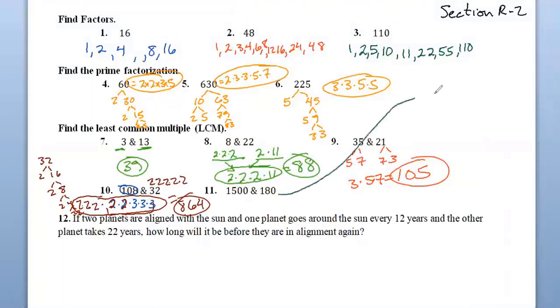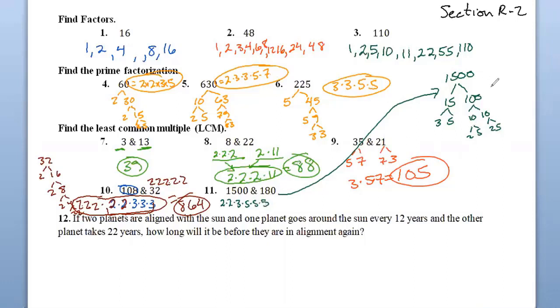Okay, number 11. Oh, this is a big one. Let's look at this one right up here. So 1,500, this is going to be a pretty big guy. Let me see, 15 times 100. That's 3 times 5, 10 times 10, which is 2, 5, and 2, 5. So this is 2, 2, 3, 5, 5, 5. 2 times 2 times 3 times 5 times 5 times 5.